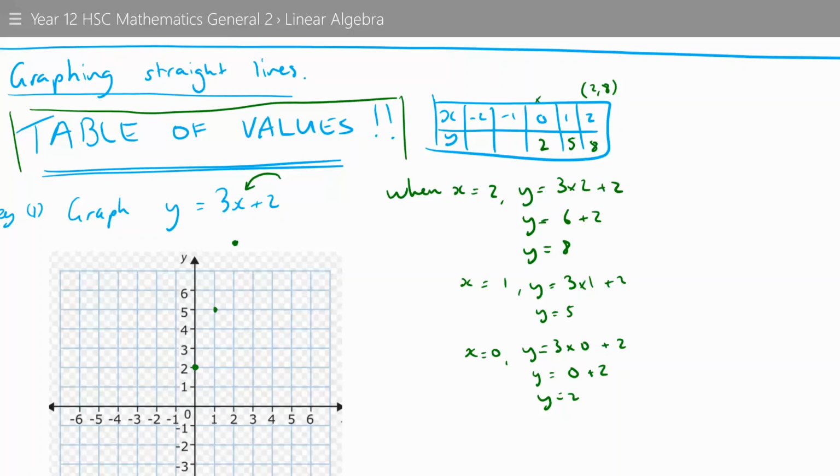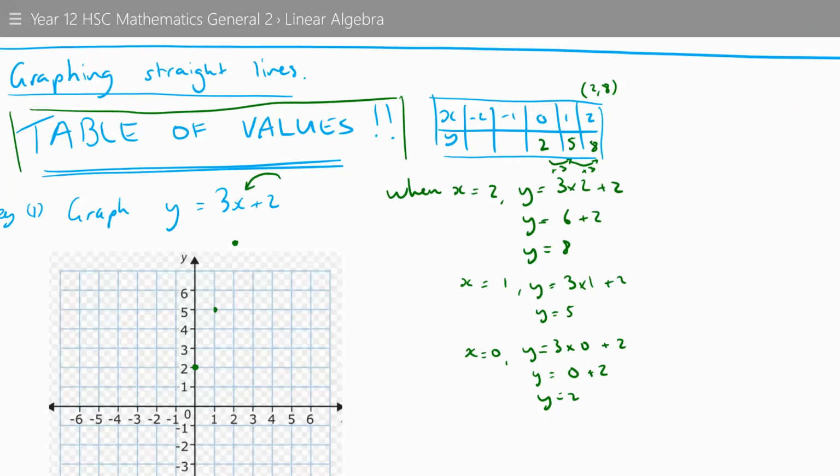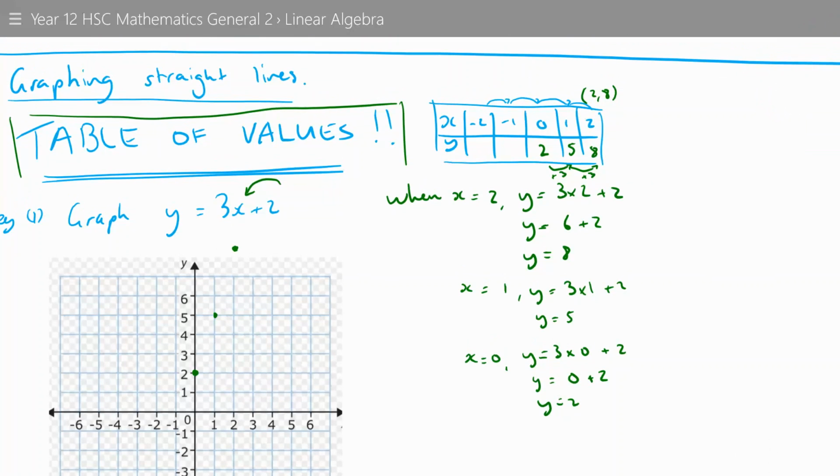Can you see here what's happening each time? That went up by 3, that went up by 3. Because this is a linear line, as each x value goes up by 1, the y value is going up by 3, because we had 2 to 5 to 8, and that is represented by the gradient going up by 3.